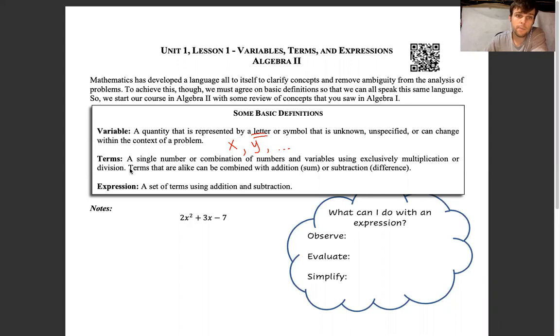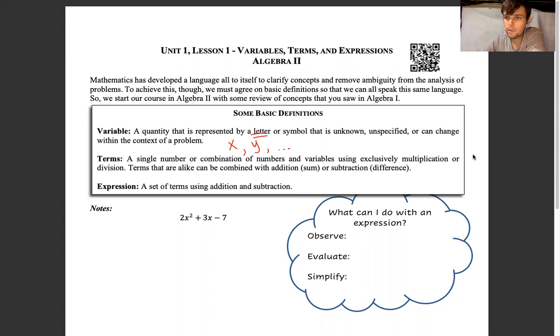Terms, that's the next vocabulary term here. A term in mathematics is a single number or combination of numbers and variables using exclusively multiplication or division. Terms that are alike can be combined with addition or subtraction. So a term is, I like to think about them as sort of the words of math. So a variable is like a letter or a piece. A term is like a word, and an expression is going to be kind of like a sentence.